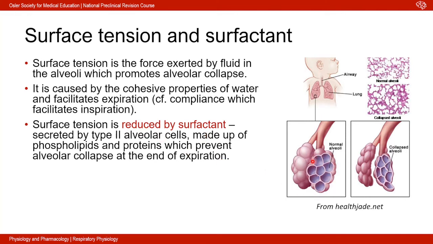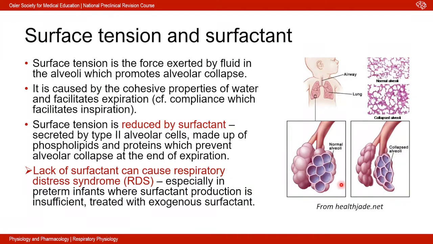So this surfactant ensures that we have our puffed up alveoli like this rather than our collapsed alveoli. And this surfactant is secreted by type 2 alveolar cells, and is made up of phospholipids and proteins. And this prevents complete collapse at the end of expiration. So although this might be useful for pushing all the air out, it's actually very difficult to re-expand these alveoli once they're completely collapsed. So we need the surfactant to ensure that we can get to this state again. Because if we're in this state the whole time, it requires a lot of energy to re-expand.